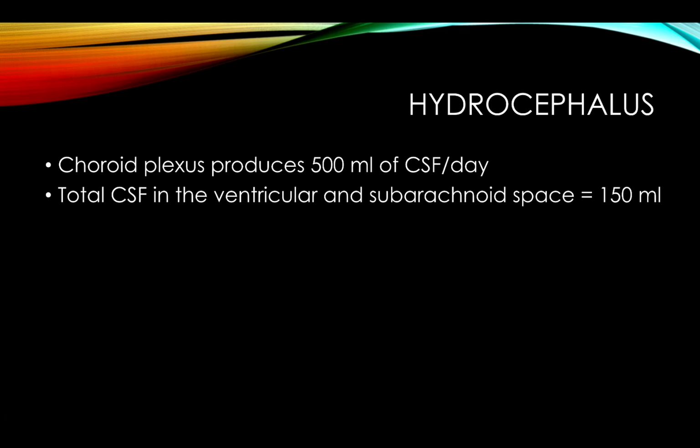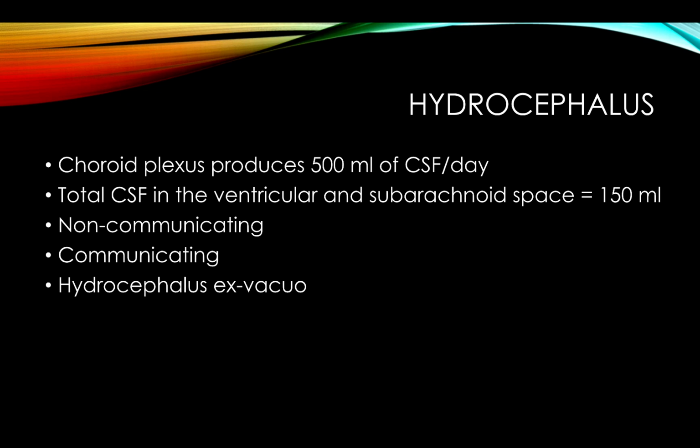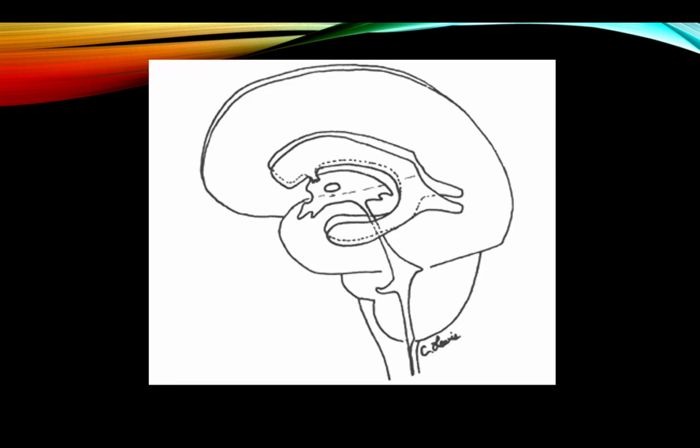So if we have a blockage in the flow of CSF, we can get what is known as hydrocephalus. And hydrocephalus, there are two true types of hydrocephalus, a non-communicating and a communicating. And then there's kind of a pseudo, not real hydrocephalus called hydrocephalus ex vacuo. So a non-communicating hydrocephalus means that we do not have communication between the ventricular system, the lateral ventricles, the third ventricle, and the fourth ventricle.